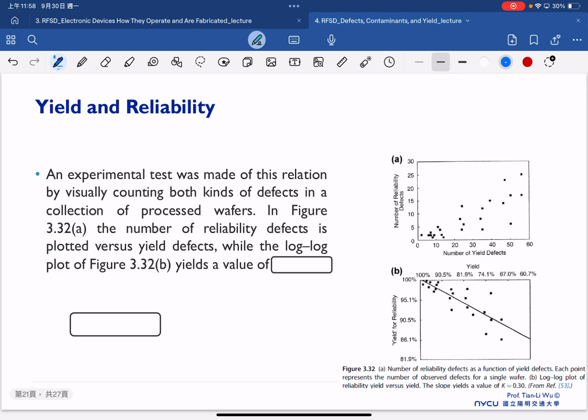Okay, so let's look at an example here. People will try to correlate the reliability with the yield. So now you can see this graph. This is the reliability versus the yield.